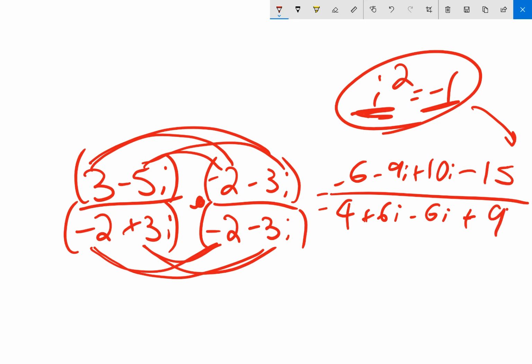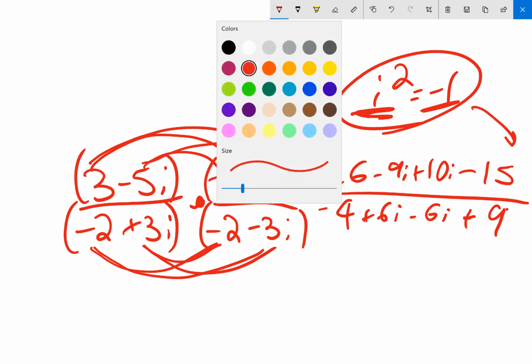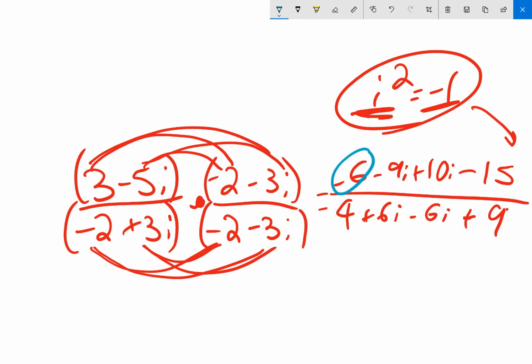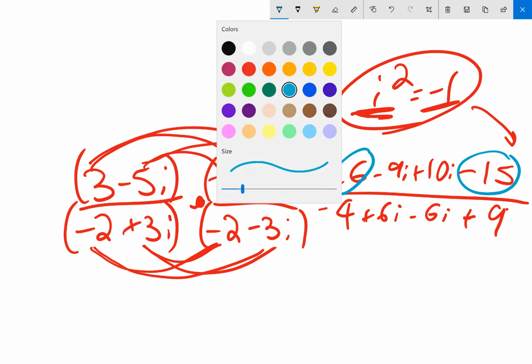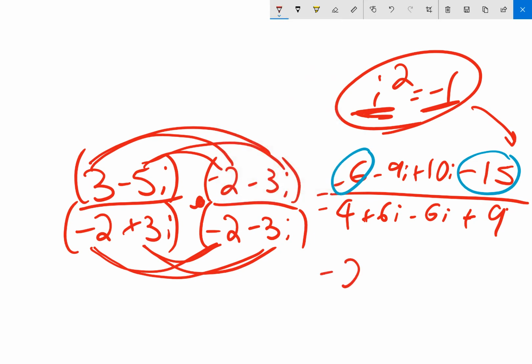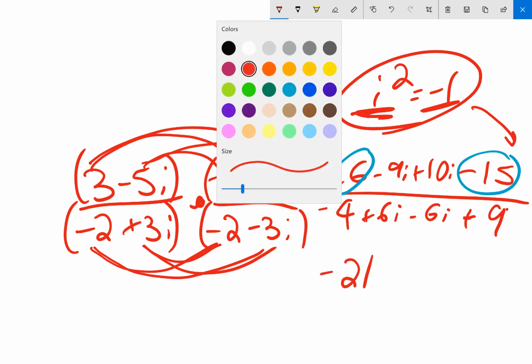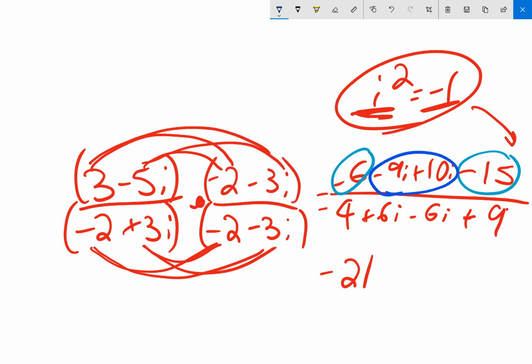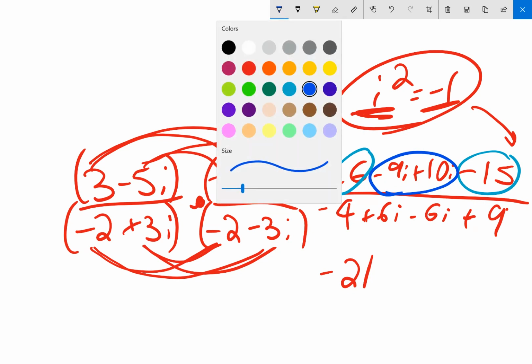Okay, so now you've got a few like terms. You can combine the real, I thought I changed the color, hold on. Apparently not. Okay, on top you have the real number, negative 6 minus 15. We can combine that. Negative 6 minus 15 is negative 21. And we also have the imaginary part, negative 9i plus 10i, which is negative, no, that's positive 1i. So plus 1i, or plus i. You can just think of it as plus i.